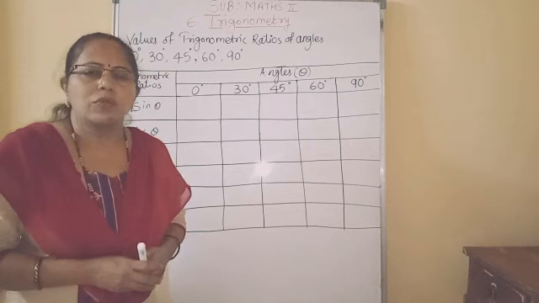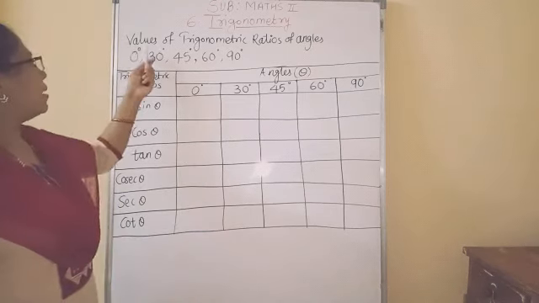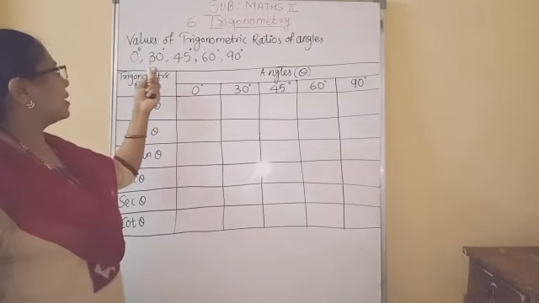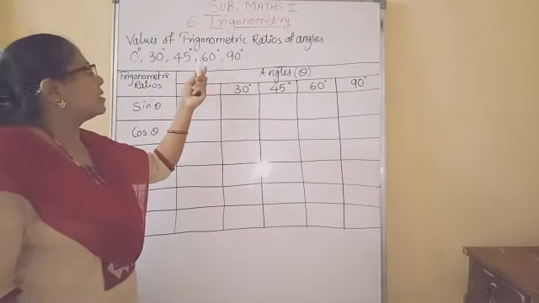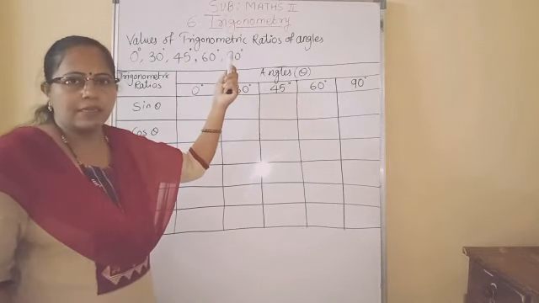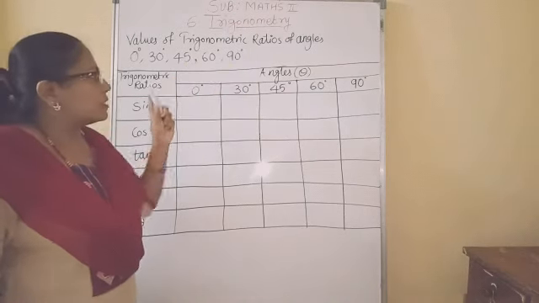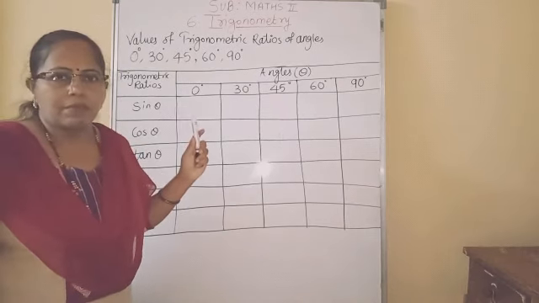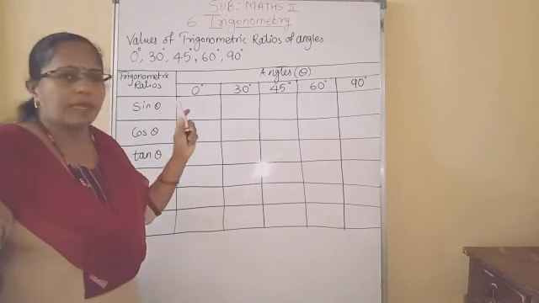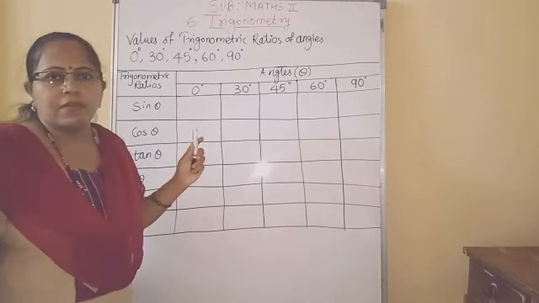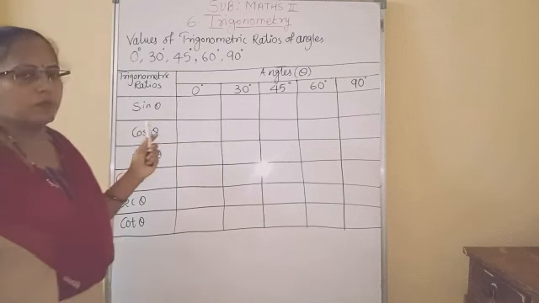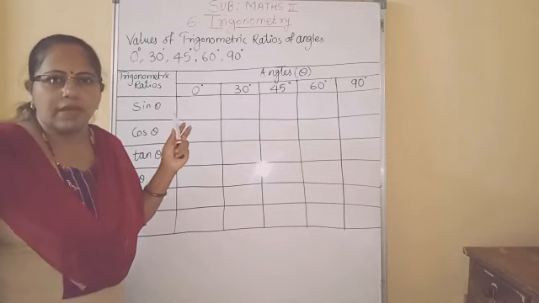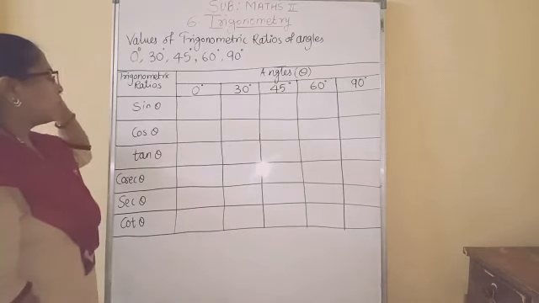Okay, students, now we will see values of trigonometric ratios of angles 0 degree, 30 degree, 45 degree, 60 degree and 90 degree. This table is very important at the time of exam. You should know how to prepare the table. Once you know the trick how to prepare the table for these values, it is very easy to recall the trigonometric values.